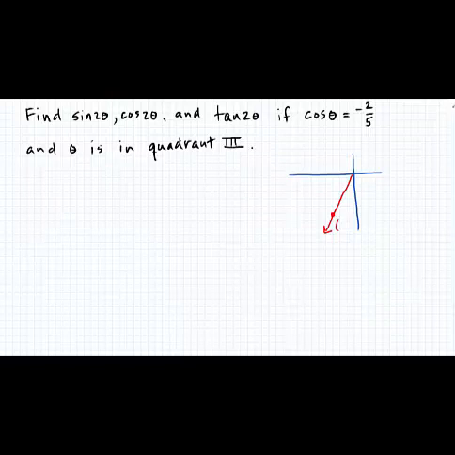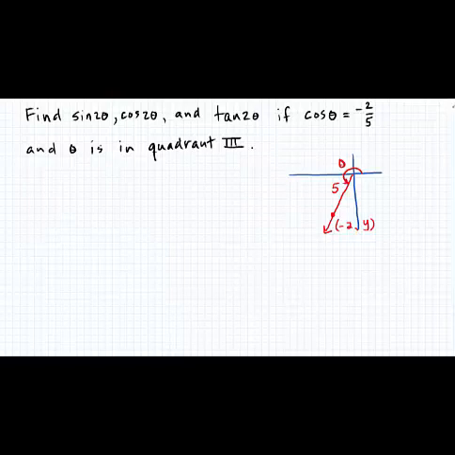And we know that cosine is associated with the x coordinate. So we know that x is negative 2. We don't know what the y coordinate is, and we'll choose the radial distance to be 5. The first thing we're going to need is sine of theta for this angle here.